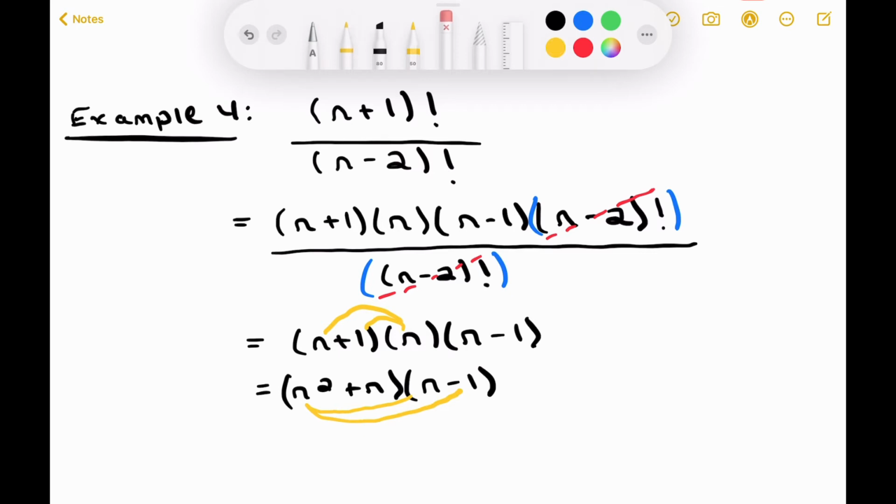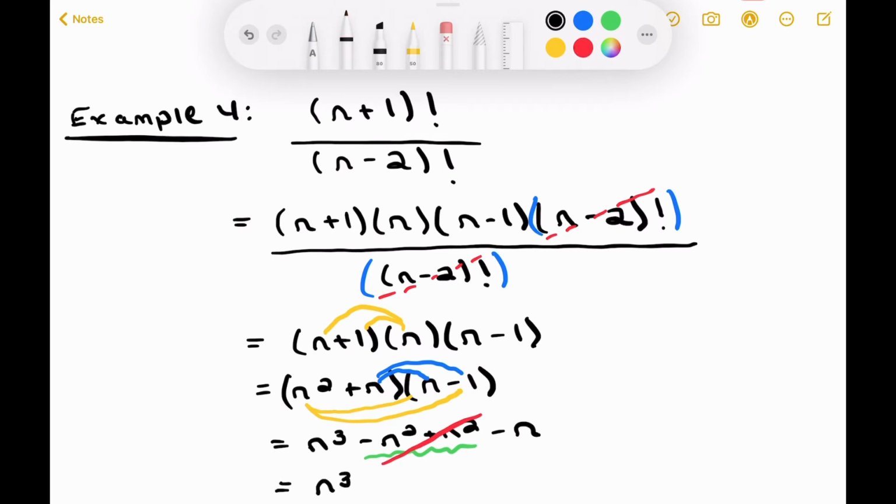So that's going to give us n cubed minus n squared. Then we're going to have to multiply the n to both the other n and the n minus 1, which is going to give us plus n squared minus n. And then we should see how we have two of the same term right here. So those ones we can actually just cancel out. And then we're left with an answer of n cubed minus n. And that's going to be equivalent to our original term.